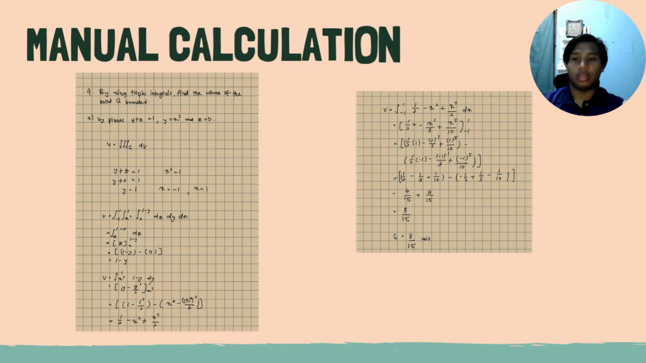This is the manual calculation for question 4. First, we need to set up the volume as a triple integral, which is V equal to the triple integral bounded of dV, and we need to establish our limits of integration by looking at our bounds. Z varies from the bottom plane z equal to 0 up to the slanted plane, which we rewrite as z equal to 1 minus y.